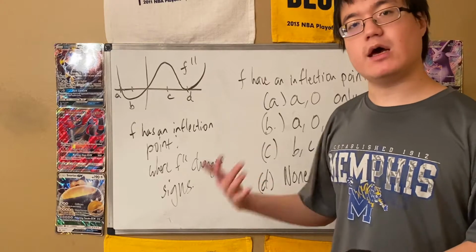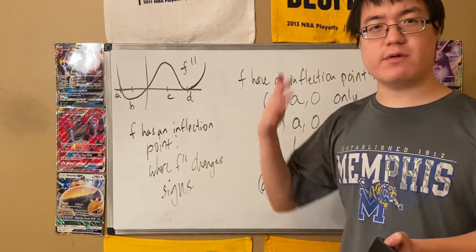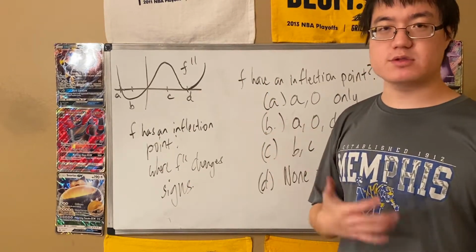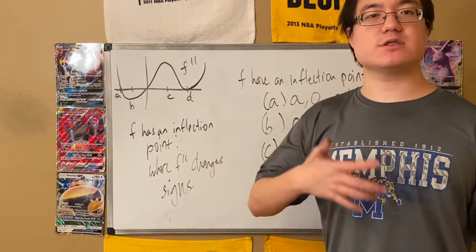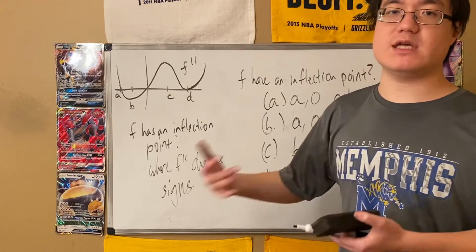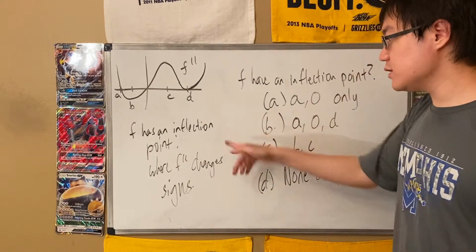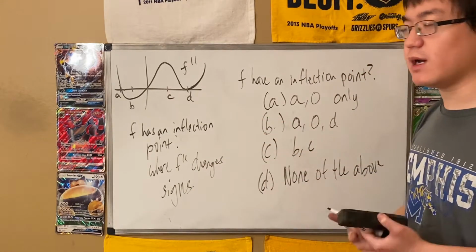In the previous one, at the very end, when I was rattling off those answers, we used the fact that f prime goes from increasing to decreasing or decreasing to increasing to answer inflection points on that graph, because that graph was f prime. So let's do this question. Where does f have an inflection point? It's where f double prime changes sign.